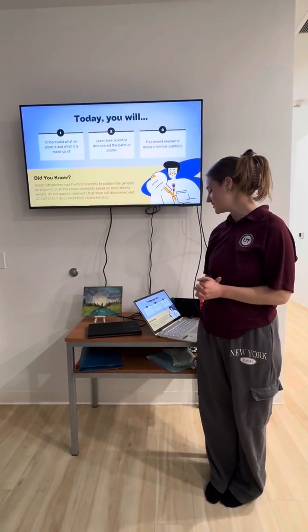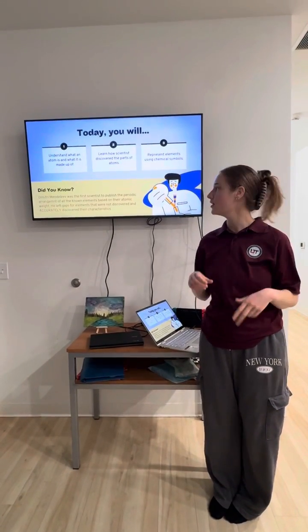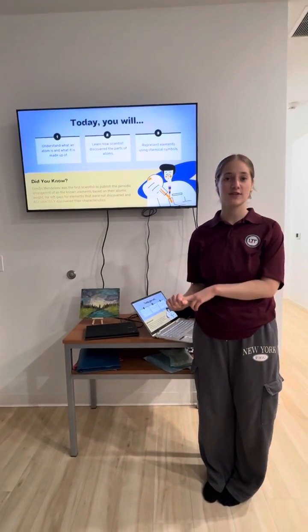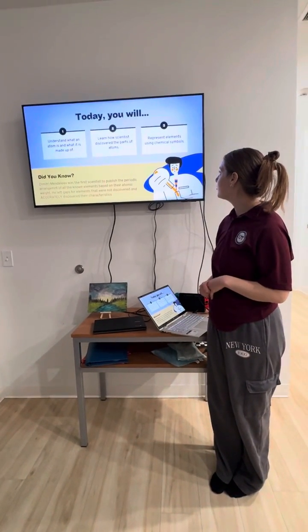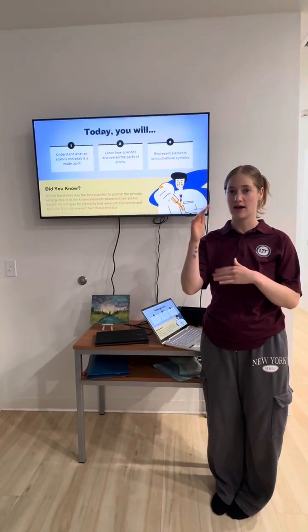After today's lesson, you will be able to understand what an atom is and what the parts of the atom are. We're going to run through the experiments that scientists used to discover these parts, so you'll understand how they discovered them. And you'll also be able to represent elements using chemical symbols, and learn how to read a chemical symbol as well.